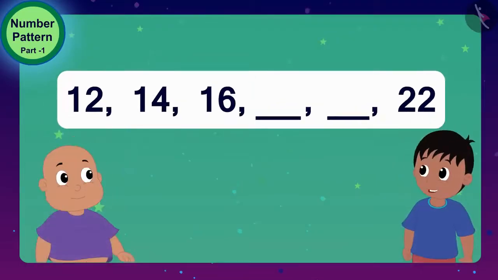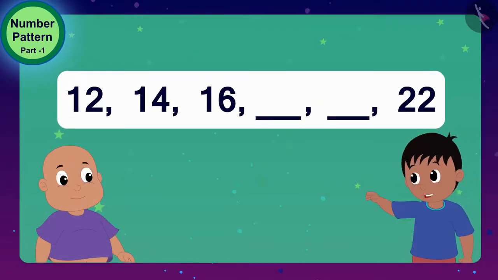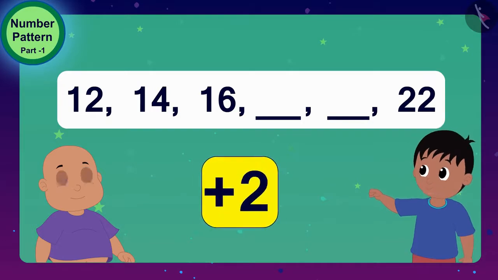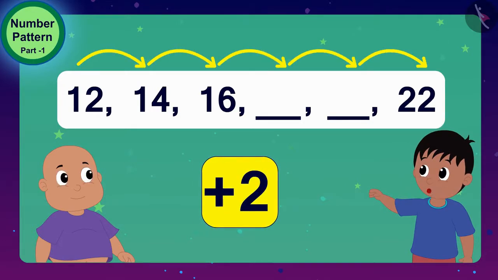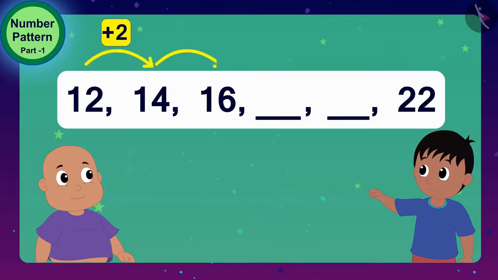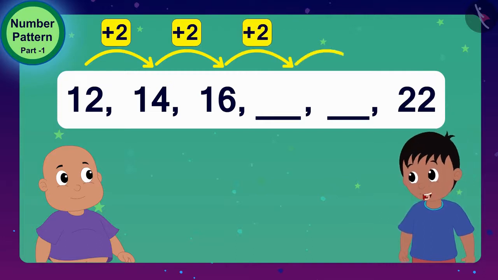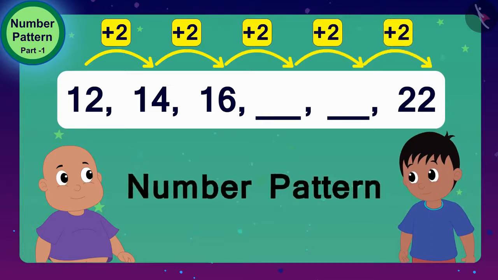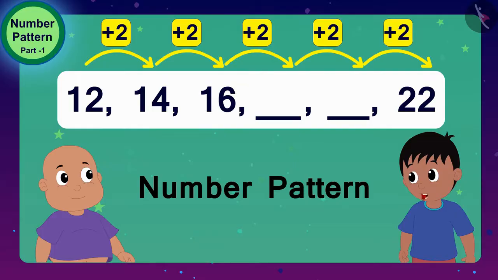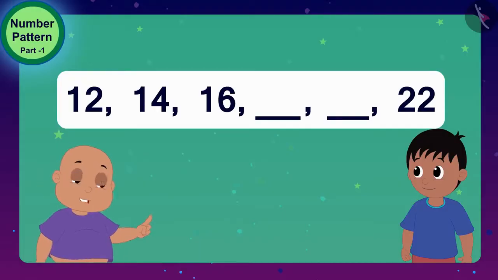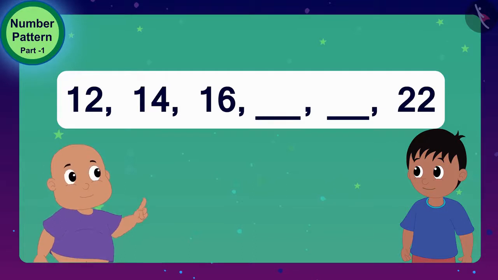Look, Bablu, I got the rule of these numbers. When 2 is added to each digit, the next digit is found. And Bablu, do you know, such groups of numbers in which numbers follow a particular rule, we call them number patterns. Hey, wow, Raju. This number pattern is so interesting.